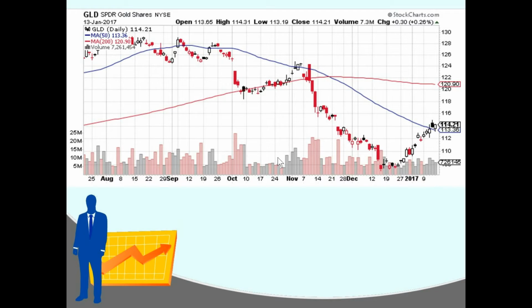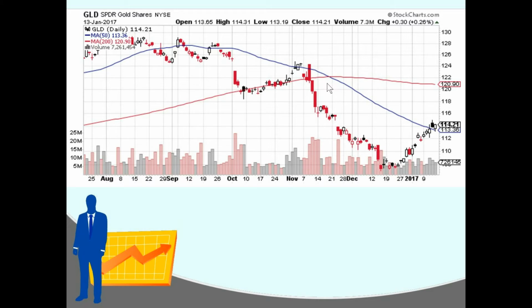And generally speaking, a death cross is when a short-term moving average crosses or breaks below a longer-term moving average. So the blue line here is the shorter-term 50-day simple moving average. That's the blue line. And the red line is the 200-day simple moving average, and that's a longer-term indicator. And so this is a death cross.